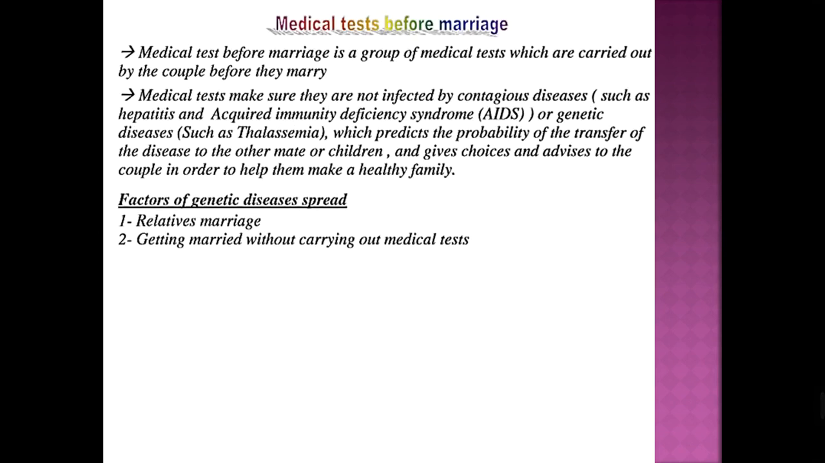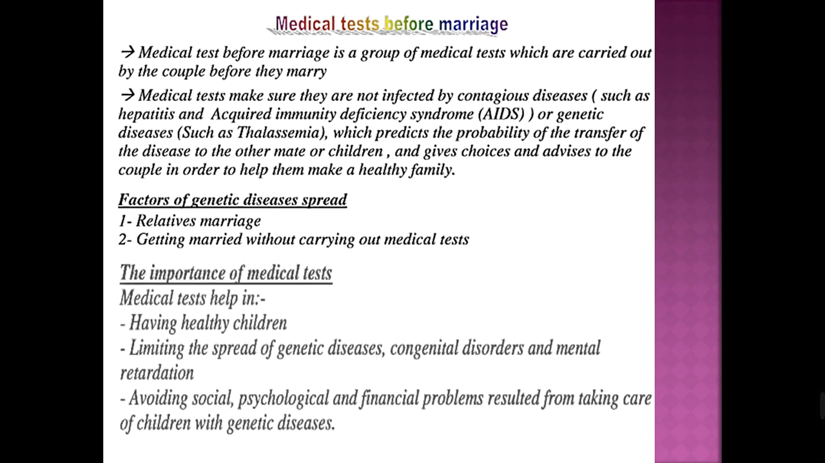What about the medical tests that are done before marriage? It's a group of medical tests that are carried out by the couple, the male and female, before marriage. These search for some diseases like AIDS, the immunodeficiency syndrome, or like thalassemia, which is a type of anemia, and so on, to give a choice or advice to the couple in order to help them make a healthy family. And what makes genetic disease spread? Relative marriage and getting married without carrying out medical tests, like we said before.